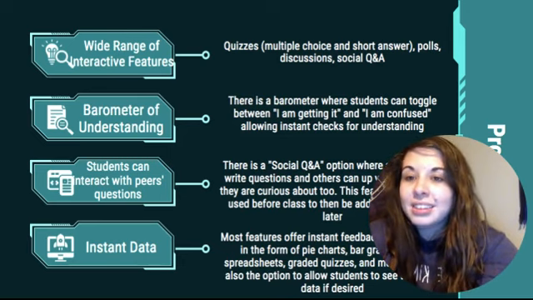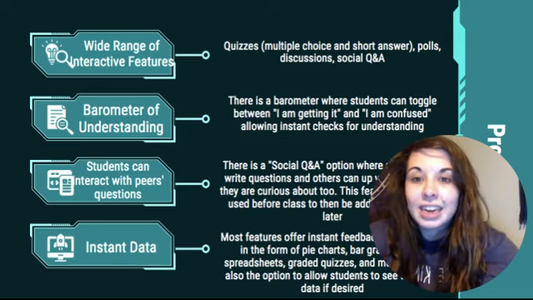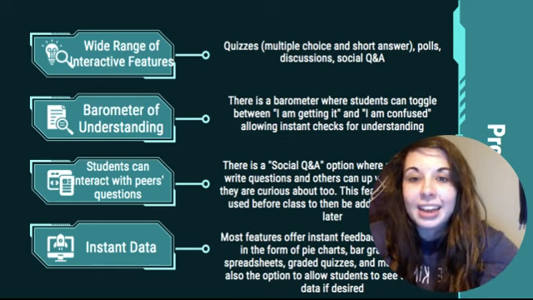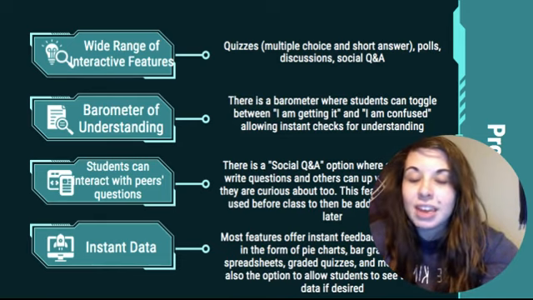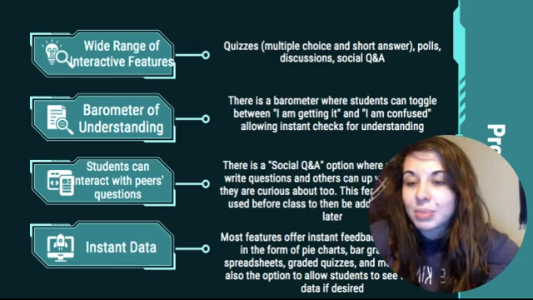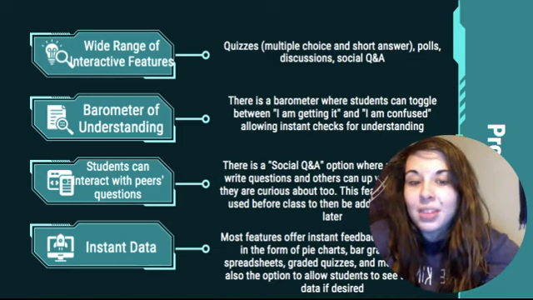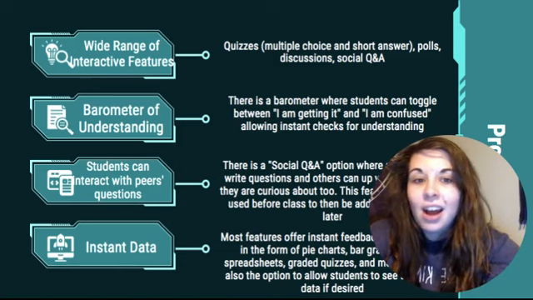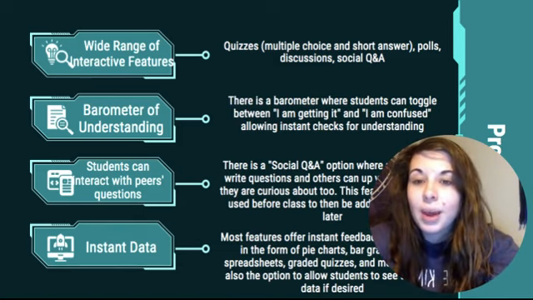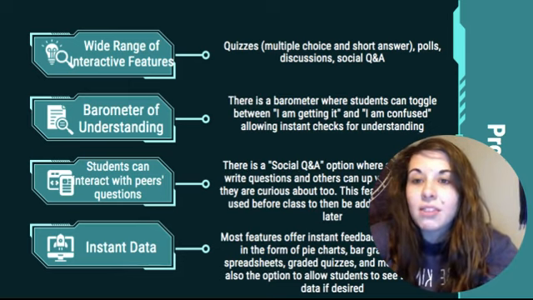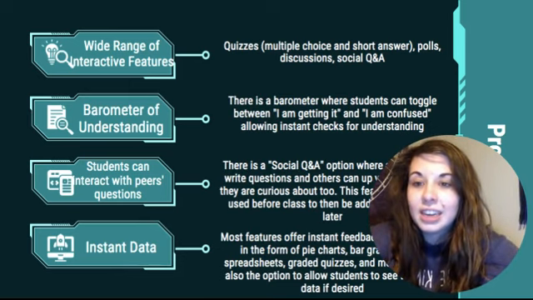Another huge pro is that there is a barometer of understanding where students are able to toggle between "I get it" and "I am confused." This auto-populates on the teacher's computer and is able to show where students might be getting tripped up or where they understand more. This also helps because teachers are able to see how many students feel this way, and they can also use this if they are confused with the technology.